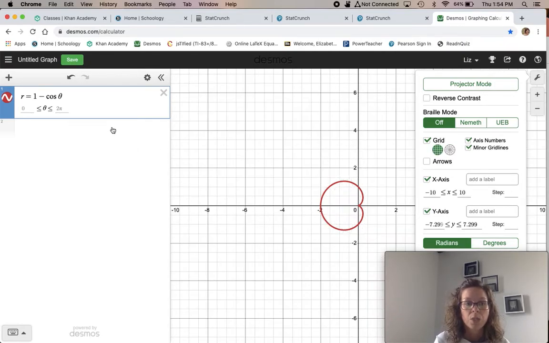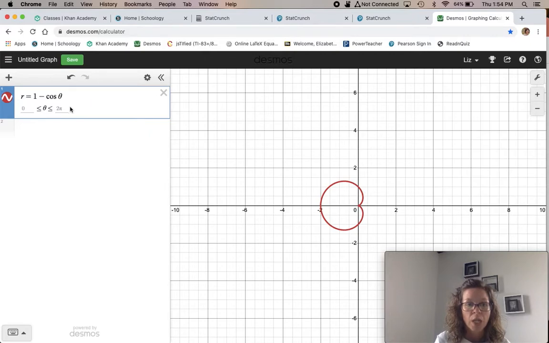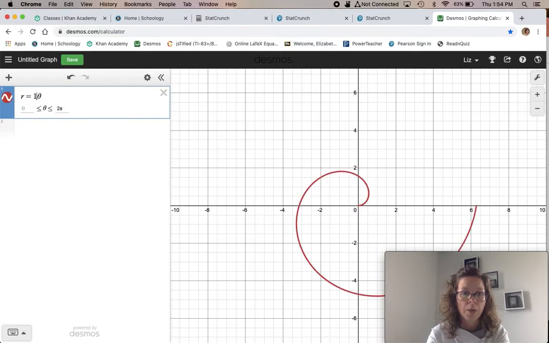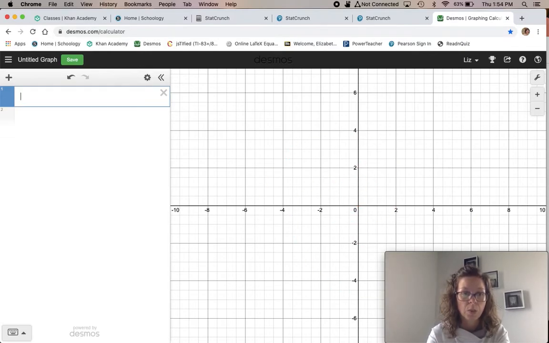So to graph, you just type in your r. You can change your theta range here. If we made this only go until pi instead, it's only going to graph the top half. If we make it go until 2 pi, we get the whole thing. By changing the multiplier with theta, that changes the speed of the graph as well. So that one actually turned into something totally different.